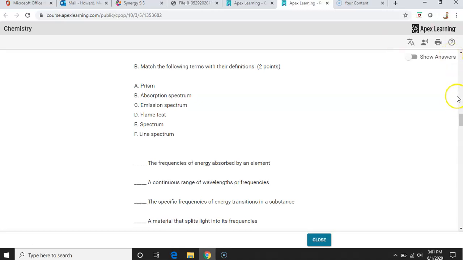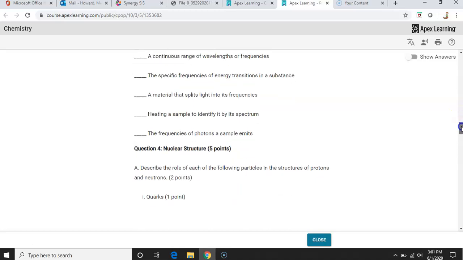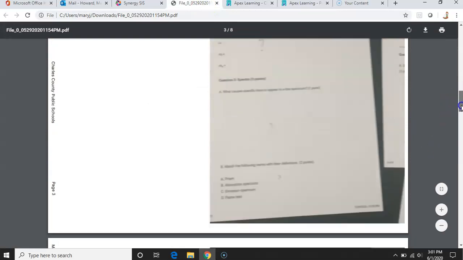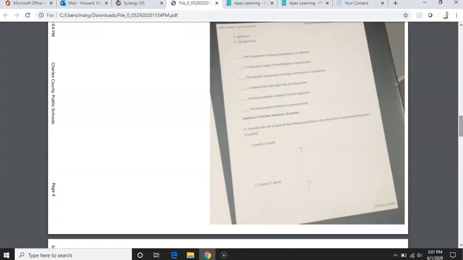Okay. I think you had a few more questions. So the nuclear structure, this is the new stuff. Let me double check. I'm pulling this up here, it's a little blurry, but I think you had questions on the quarks. Yep.